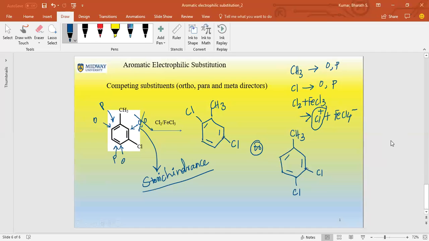Okay, now we have to do more examples to really understand the competing substituents. Although if you have the table with you, I think it makes life a little easier.